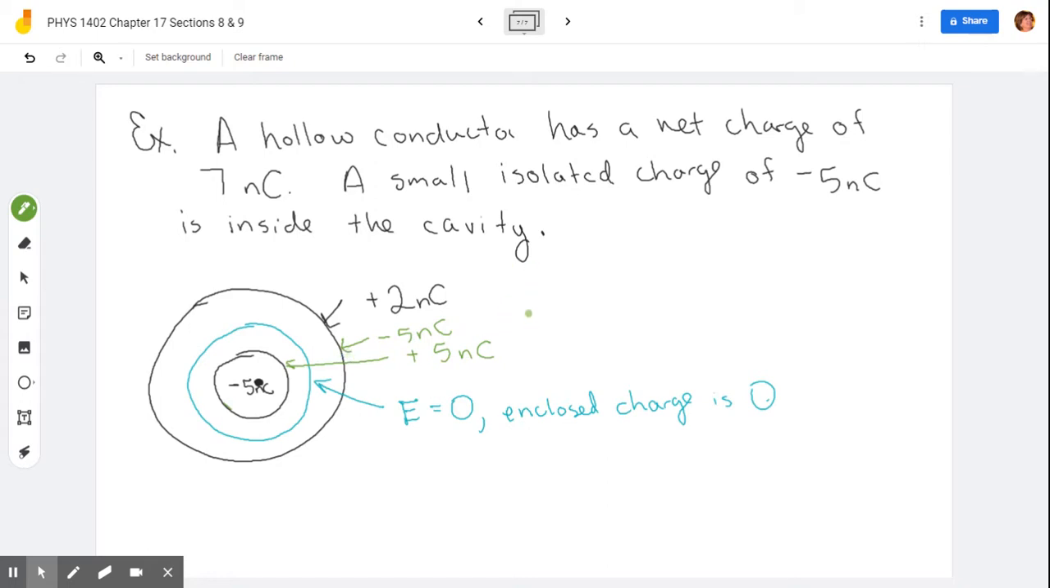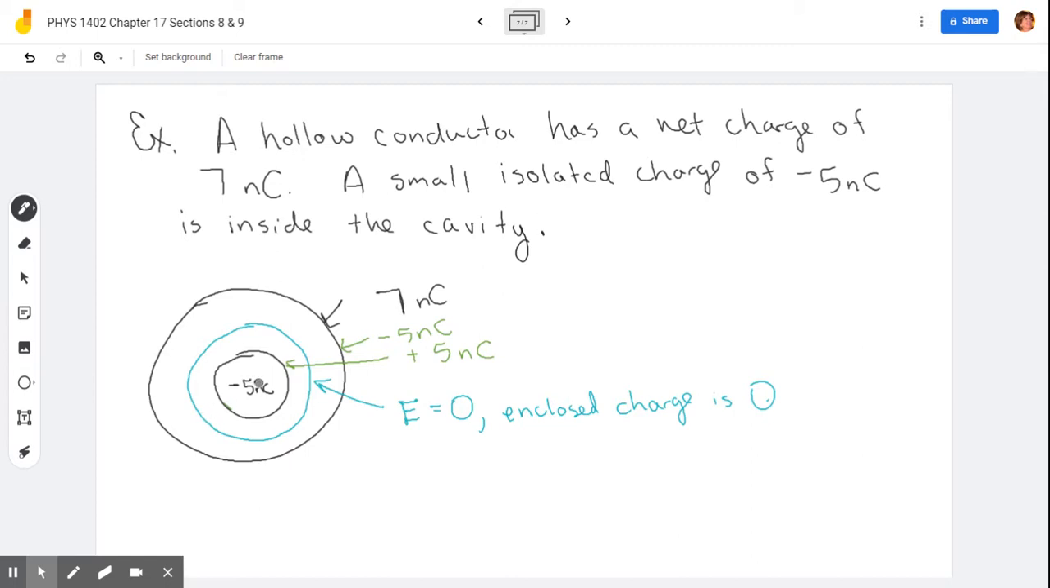Okay, so how much charge is on the surface? Well, positive 2 nanocoulombs and negative 5 nanocoulombs is going to leave a charge of 3 nanocoulombs on the outside. Oh, nope, I misread the problem. Well, I didn't misread the problem, I wrote down the wrong thing right here. Okay, I may have confused people. The hollow conductor has a net charge of 7 nanocoulombs. I do know why I wrote 2, I looked at my picture. A small isolated charge of negative 5.